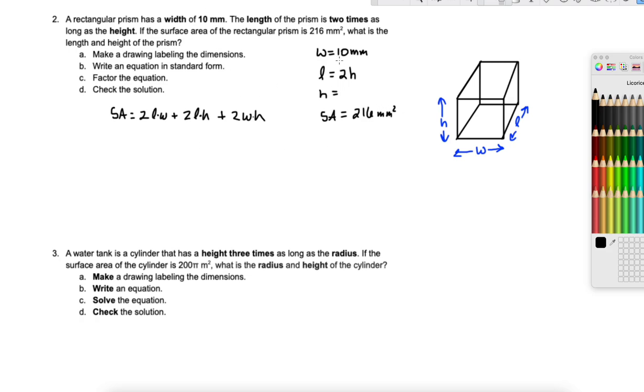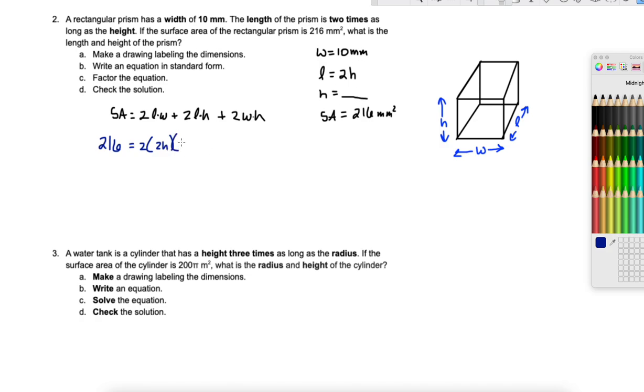So I've got all my dimensions here. My variables W, L, H, and SA are defined here. And the one that I don't know is H. I don't have anything for that. So now we're just going to substitute everything into our equation. So I've got 216 equals 2 times, so length we're calling 2h.